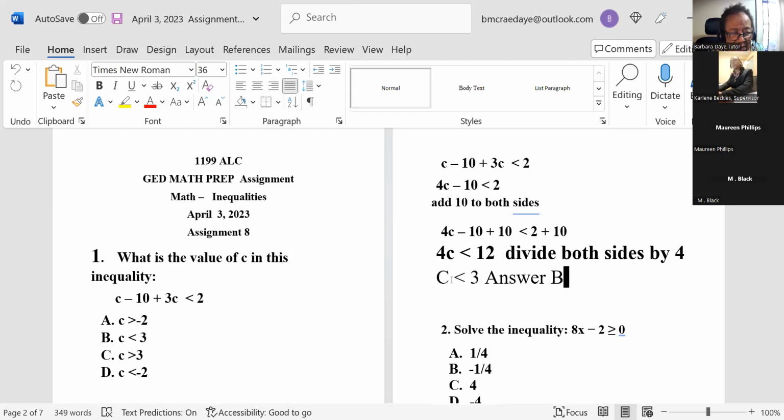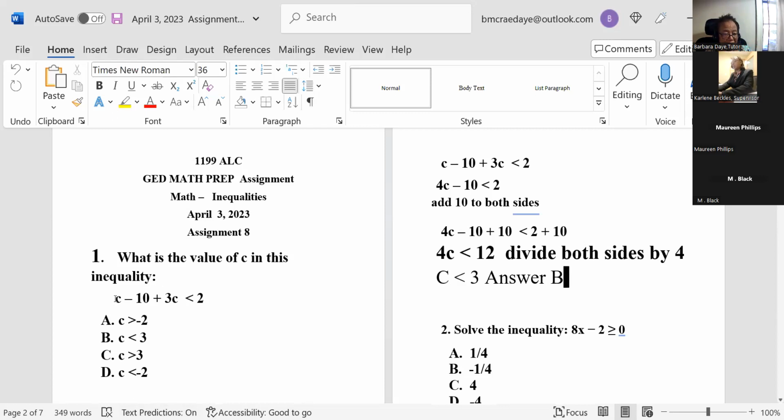I see C minus 10 and I'm confused. I didn't know what to do with the C. But you have a 1C, right? And that's a 3C. So you remember we want to keep the variable on the left. The variable is already on the left, except it appears twice. So you just combine them.